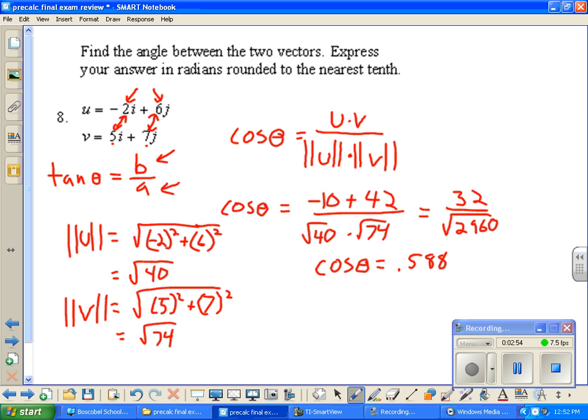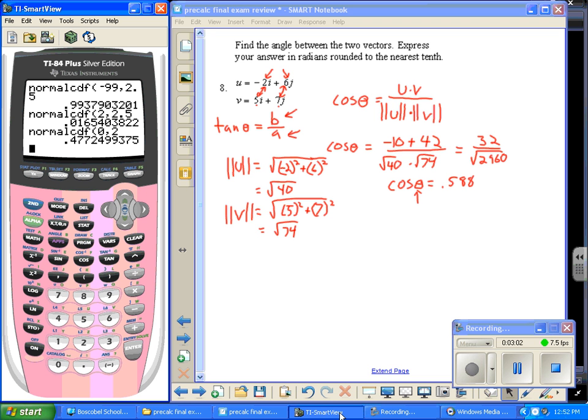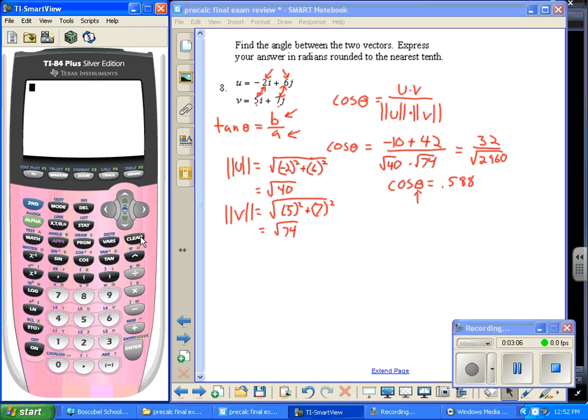Now at this point I'm trying to solve for theta, so I'm going to need to use my magic box. Let me bring that up. Now remember, the question asked for radians, so check your calculator and make sure that you are in fact in radians, which I wasn't, so let's change that real quick.